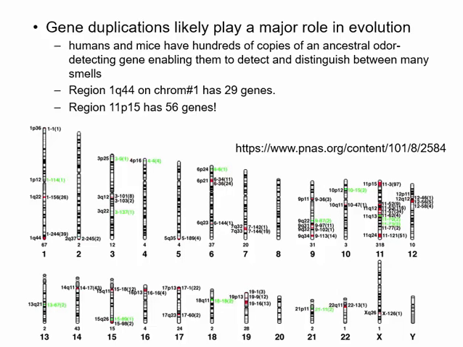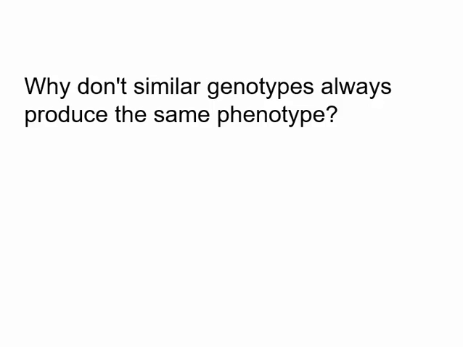Okay, so quick review type question. Why don't similar genotypes always produce the same phenotype? All right, hopefully an easy one. It's because the environment matters too. Genotype is very important, but the genotype interacts with the environment to produce that ultimate expression of those genes, which is the phenotype.